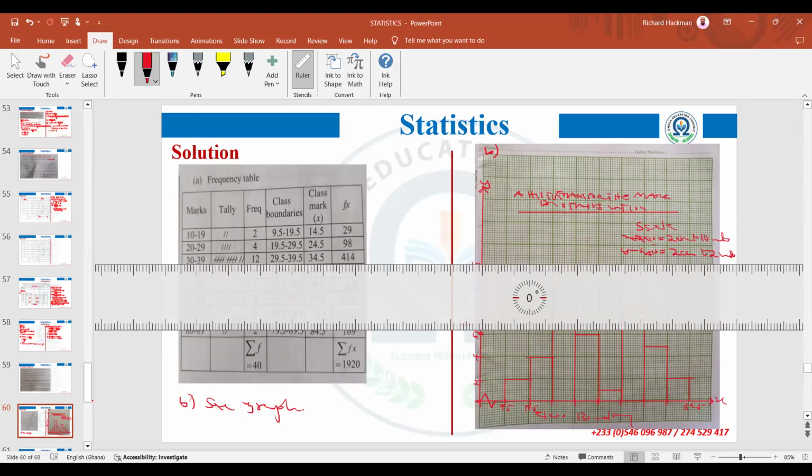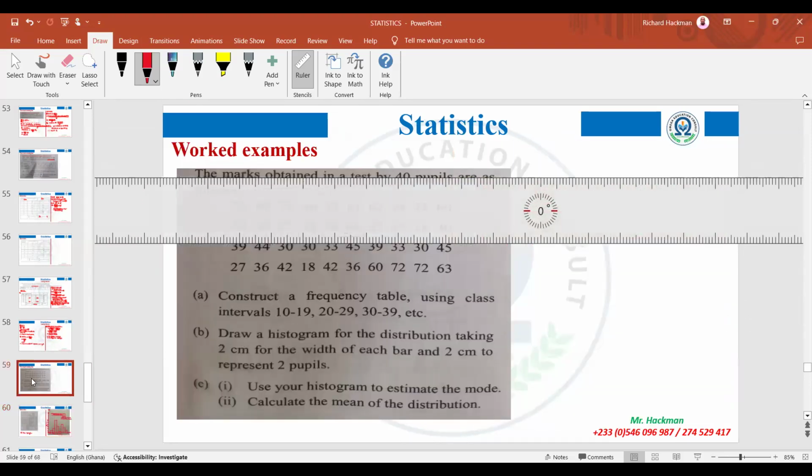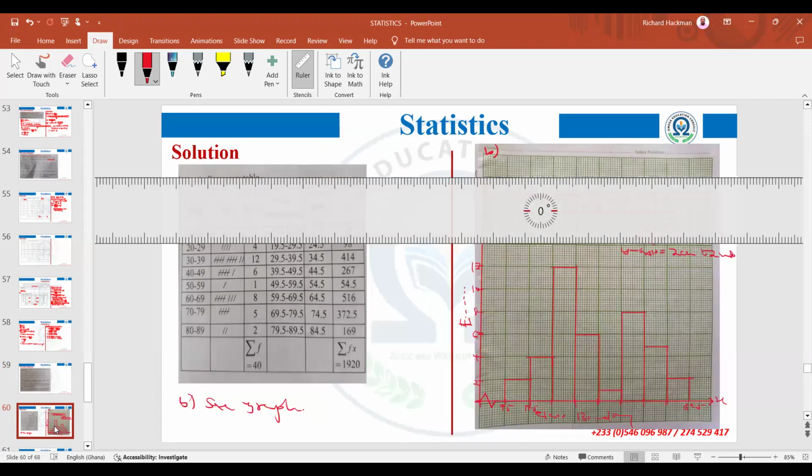Okay, so now, to find the mode using the histogram. Let's see if that's a follow-up question. So CI, use your histogram to estimate the mode. And this is how you use your histogram to estimate the mode. First of all, go and locate the modal class. The modal class is the class with the highest frequency. And you can see that this is the modal class, because that is the class with the highest frequency, the highest bar. Is that clear?